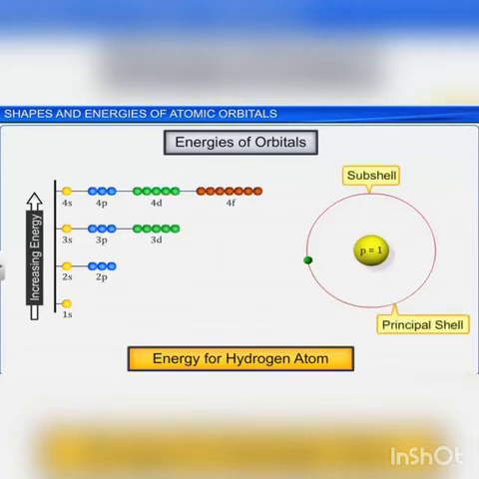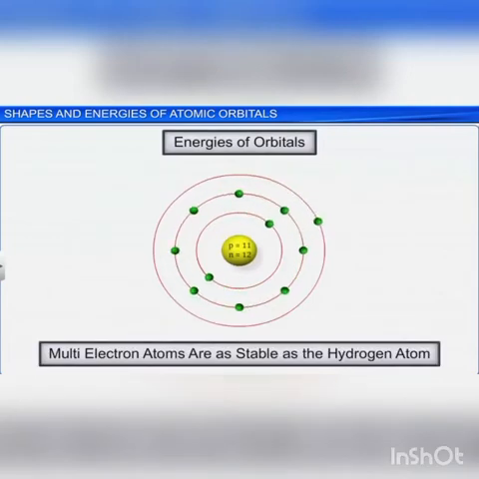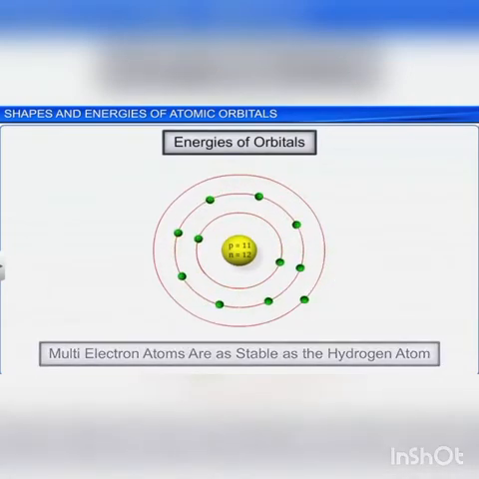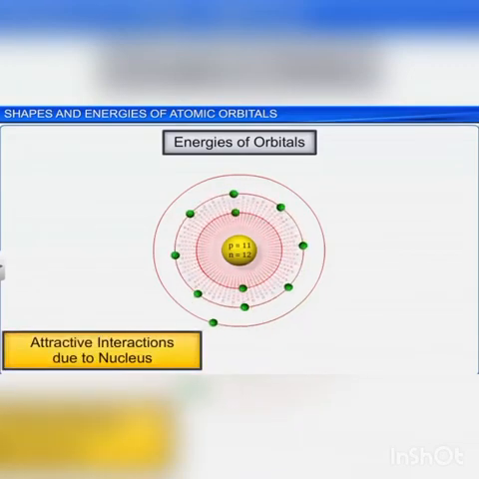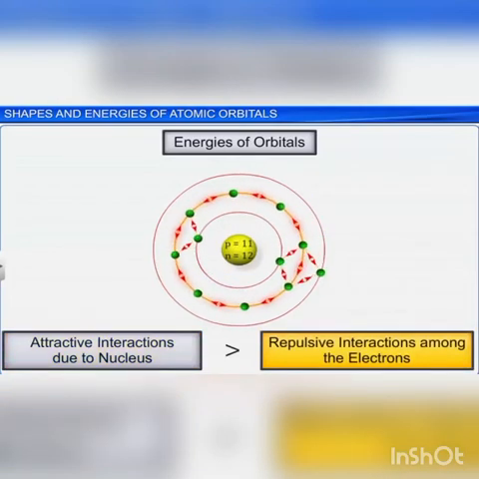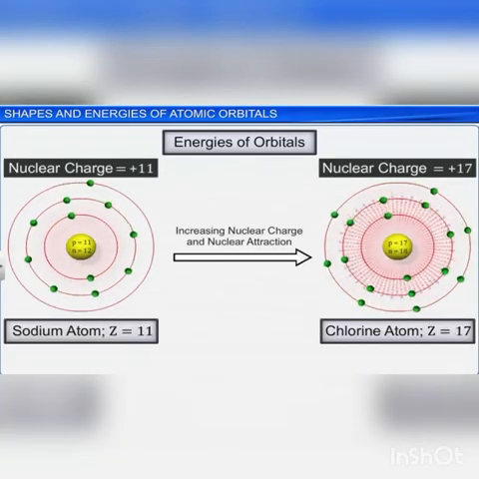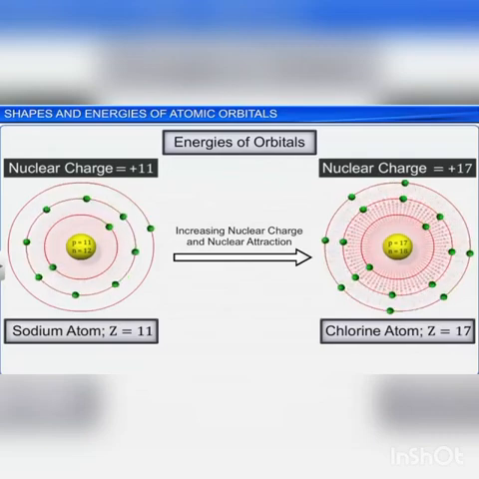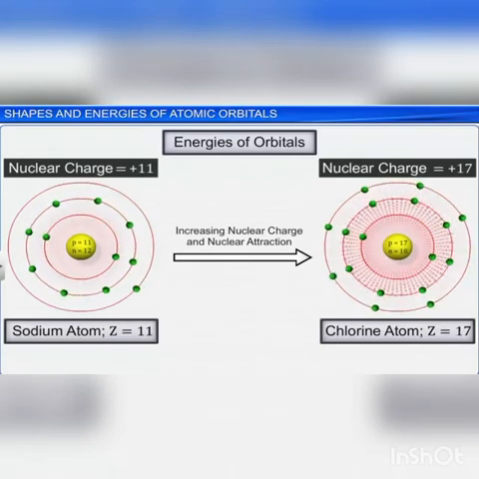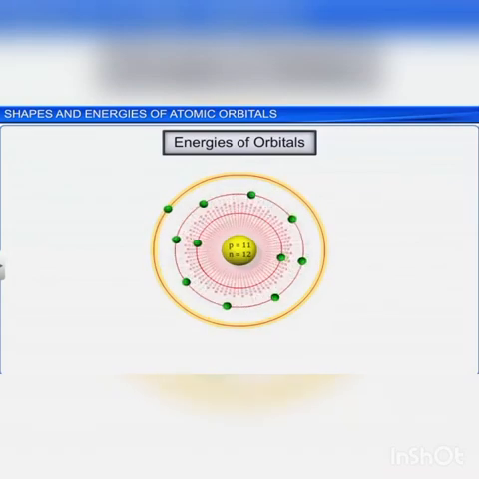Despite these repulsive interactions, multi-electron atoms are as stable as the hydrogen atom because the net attractive interactions between these electrons and the nucleus are more than the repulsive interactions among the electrons. The attractive interactions of an electron increase with increase in positive charge on the nucleus. The complete attractive interactions of the positive charge are not experienced by the outermost electrons, as the electrons in the inner shells tend to shield the electrons in the outer shells from the positive attraction of the nucleus.